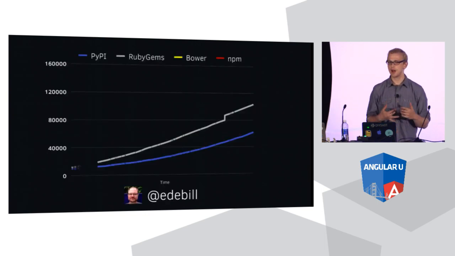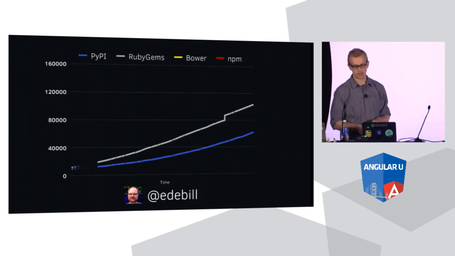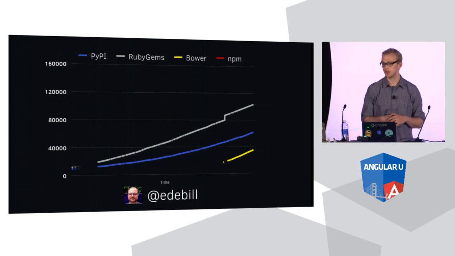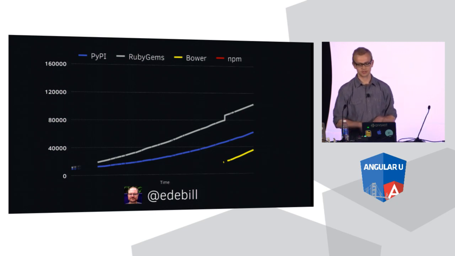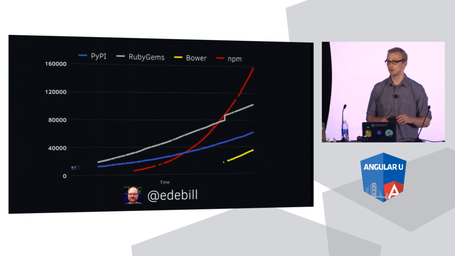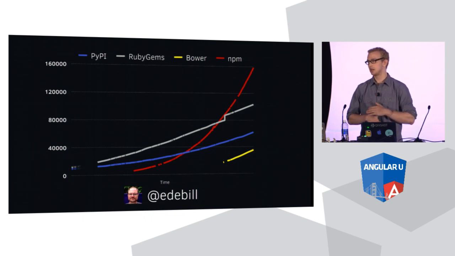So this is PyPI and RubyGems, two fairly mature package managers for popular languages, for reference. This is going a couple years back, and so Bower is relatively new, but it's definitely growing. Except then you put NPM on this graph, and it's just a whole different story. NPM has grown fast from day one. It's growing incredibly fast today.